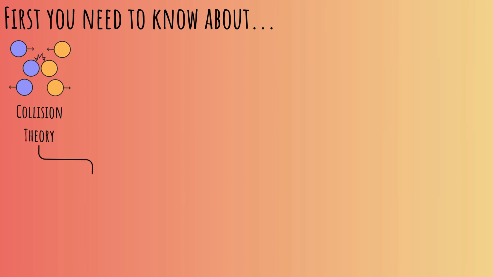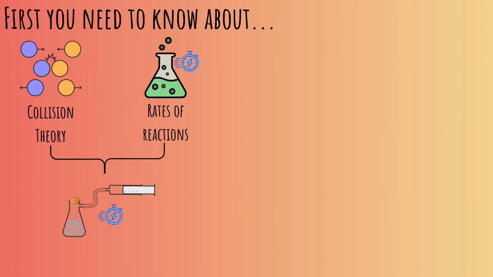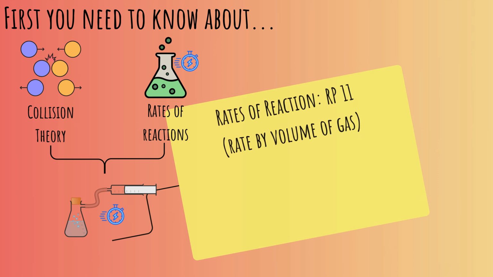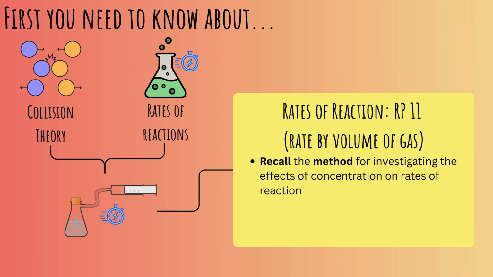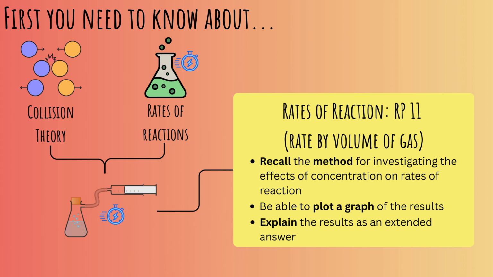The things that you'll need to know about first are collision theory and rates of reaction, which we've covered in our previous videos. By the end of this video, you should be able to recall the method for investigating the effects of concentration on the rate of reaction. You should be able to plot a graph of the results and explain the results in an extended answer.